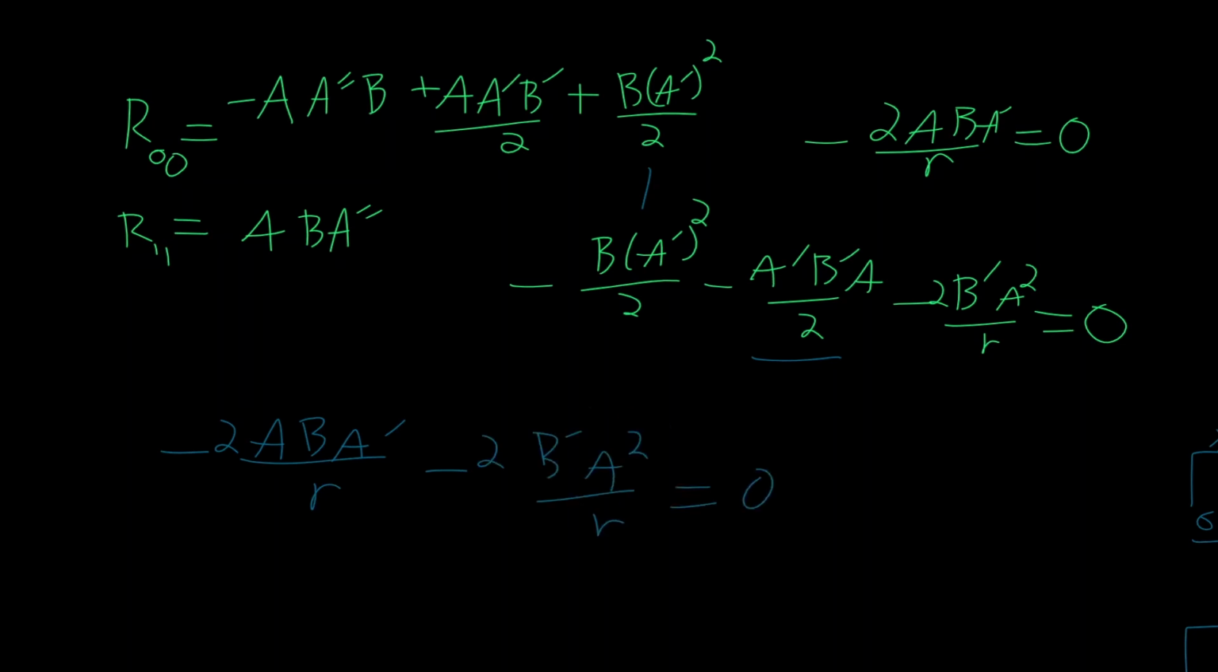Those both equal 0. And we can just multiply both sides by negative r over 2, and we get the following. Plus, we can also just divide by a while we're at it, just to get it in this form right here. And we get a prime b plus ab prime. And that right there is literally just the product rule. So what that is, ab, all prime, equals 0.